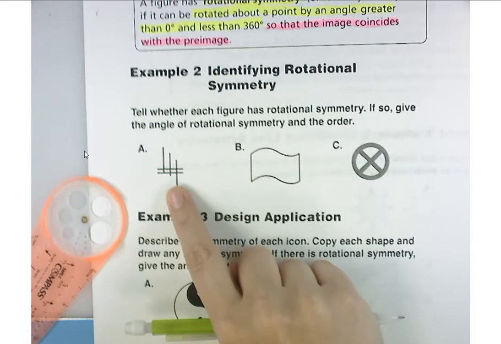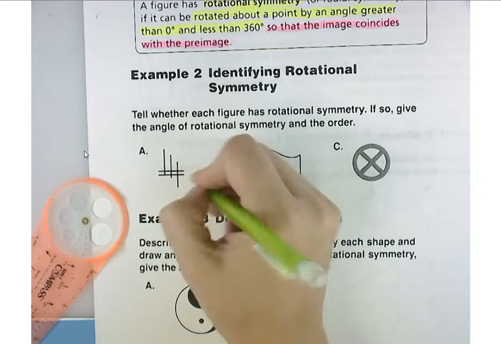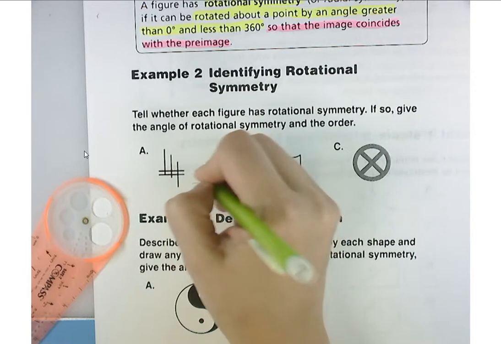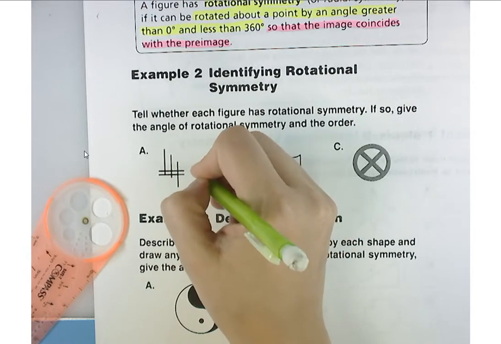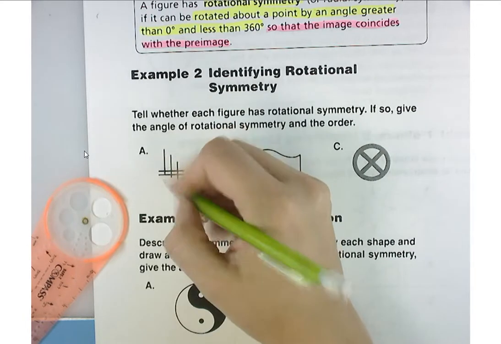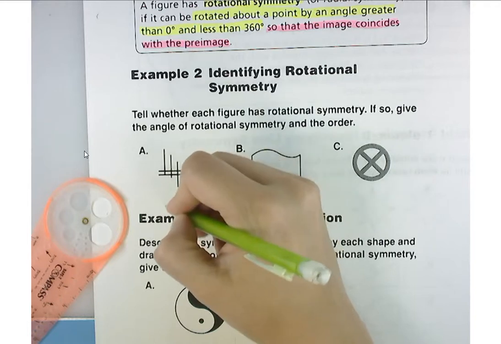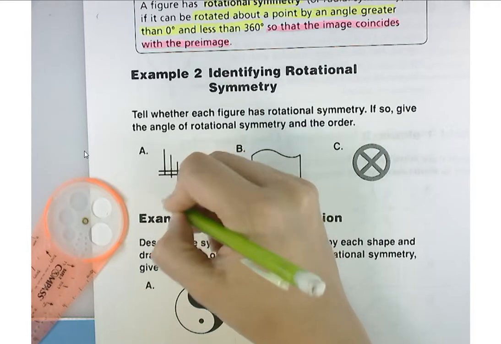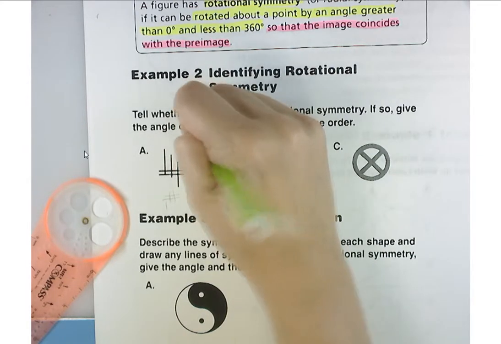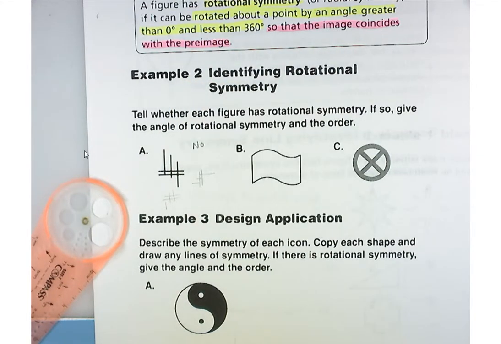So if you turned it 90 degrees, see how you'd have these 3 lines going this way, right? If you turned it 90 degrees it would be like that, so it wouldn't look the same. If it was 180, instead of going like this, it would be boom, boom, boom, and then the 2 lines. Okay, so this is going to be no. You can't turn it so that it coincides with itself.